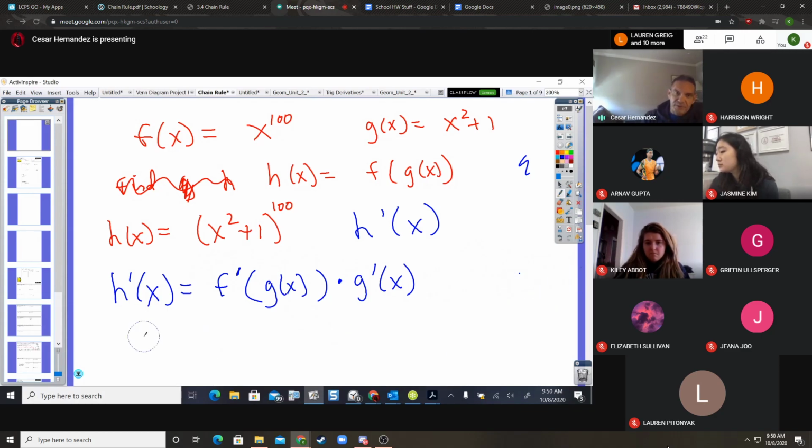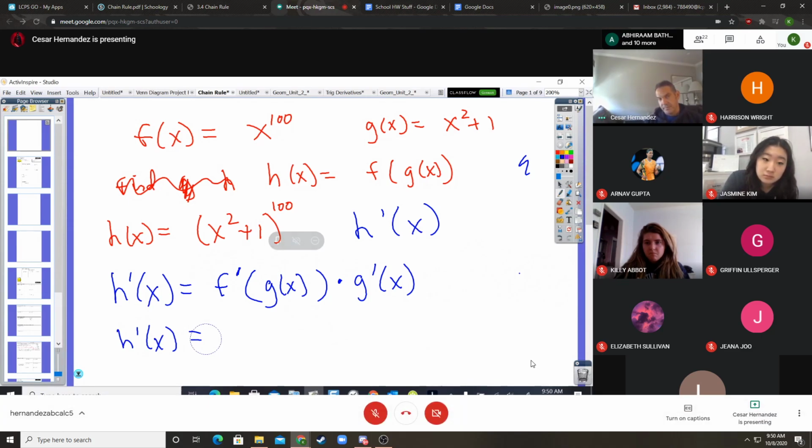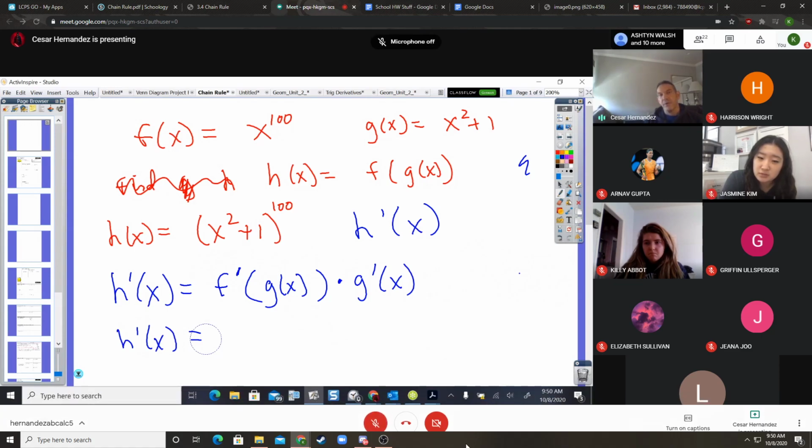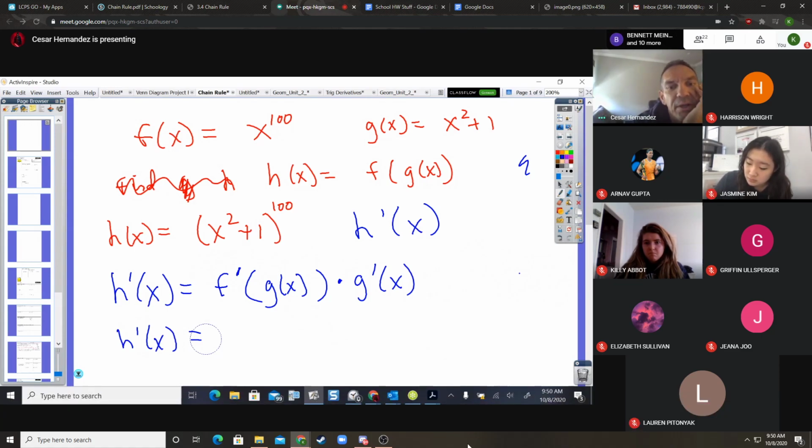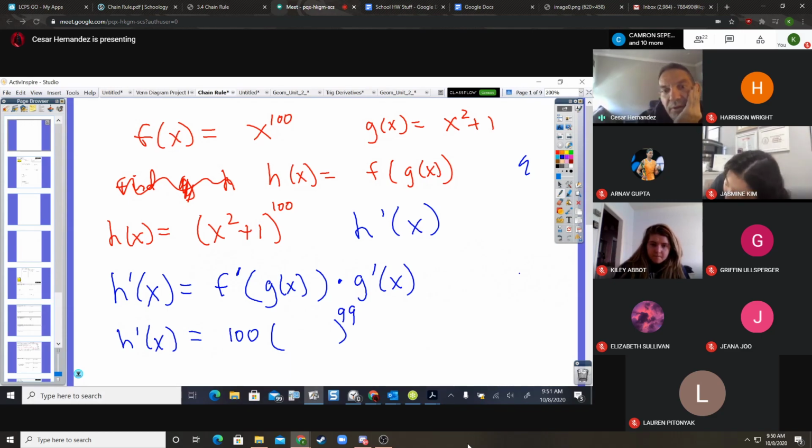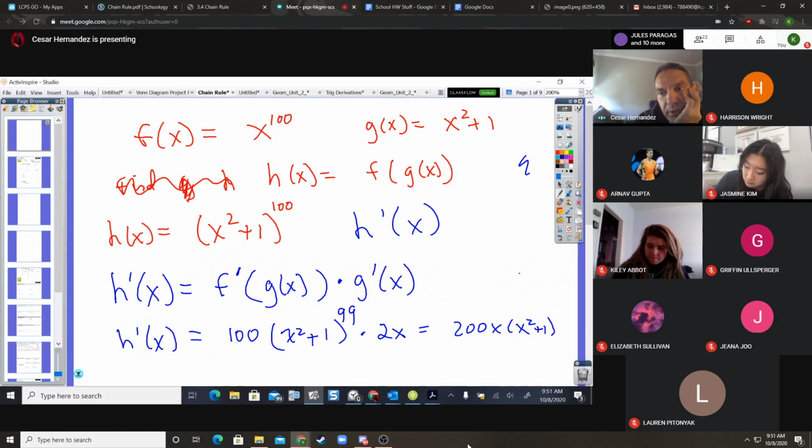If I were going to do that for this question, what's the outside function for this problem? x to the 100th. So the derivative of x to the 100th is 100 x to the 99th power. The chain rule then says whatever was inside, you keep it inside, and then you multiply by the derivative of whatever that inside was. Let me clean this up: 200x times (x squared plus 1) to the 99th power.